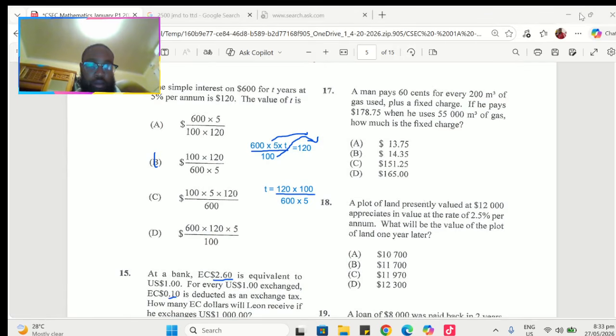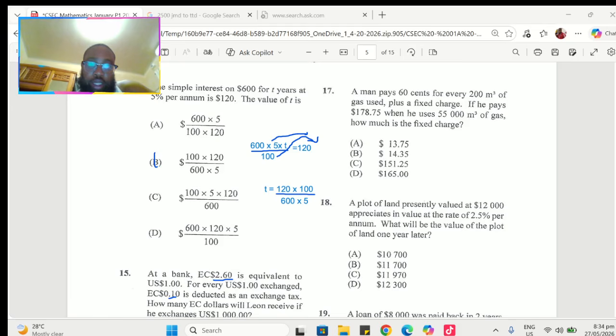Number 17. A man pays 60 cents for every 200 meters cube of gas used, plus a fixed charge. If he pays $178.75 when he uses 55,000 meters cube of gas, how much is the fixed charge? So the first thing we're going to do, somebody say the answer there. The answer would be A.